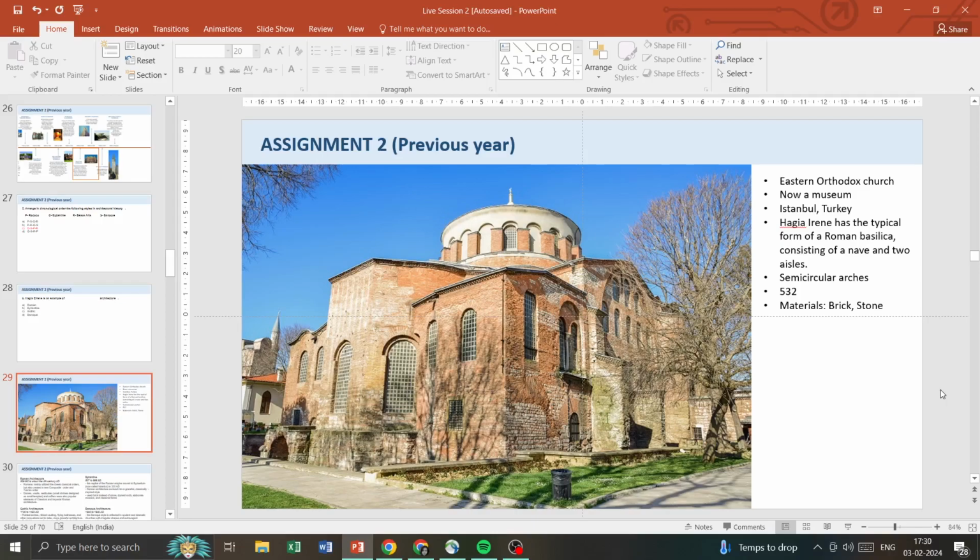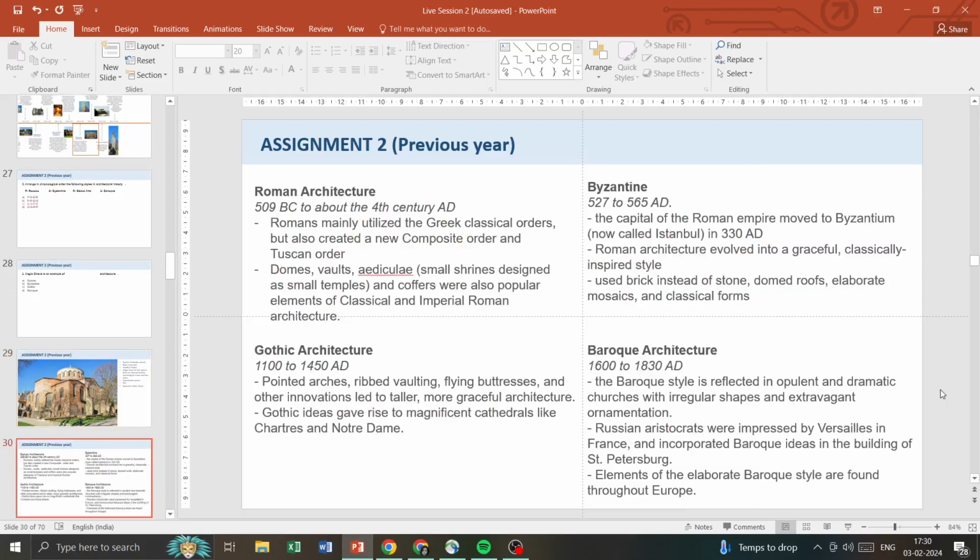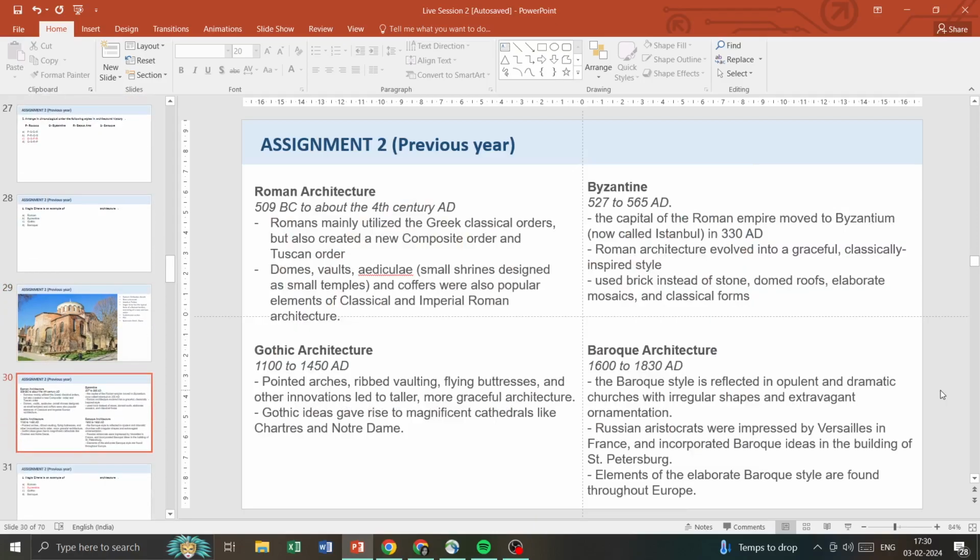Hagia Irene has the typical form of a Roman basilica. It consists of a nave and two aisles. It has semicircular arches, and the materials used are brick and stone. And yeah, so quickly talking about the Roman, Gothic, Baroque, and Byzantine architecture, a few of the points about them.